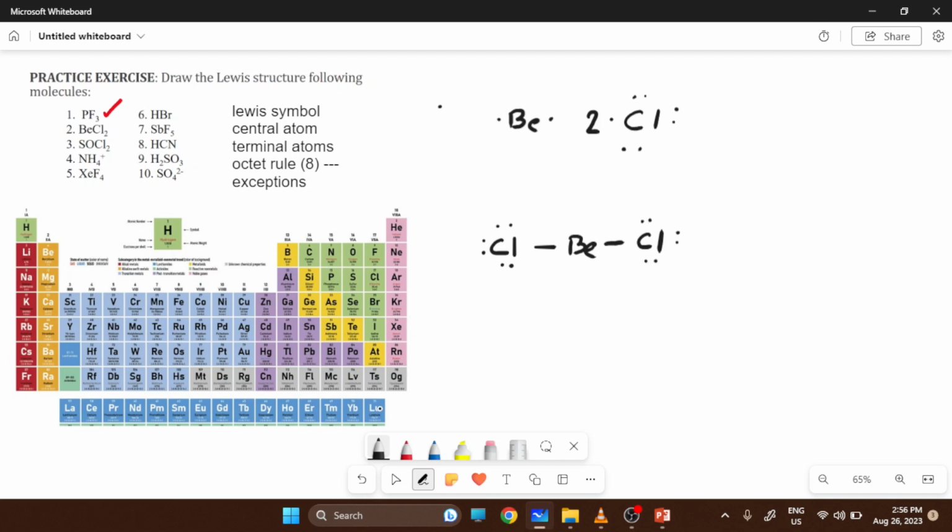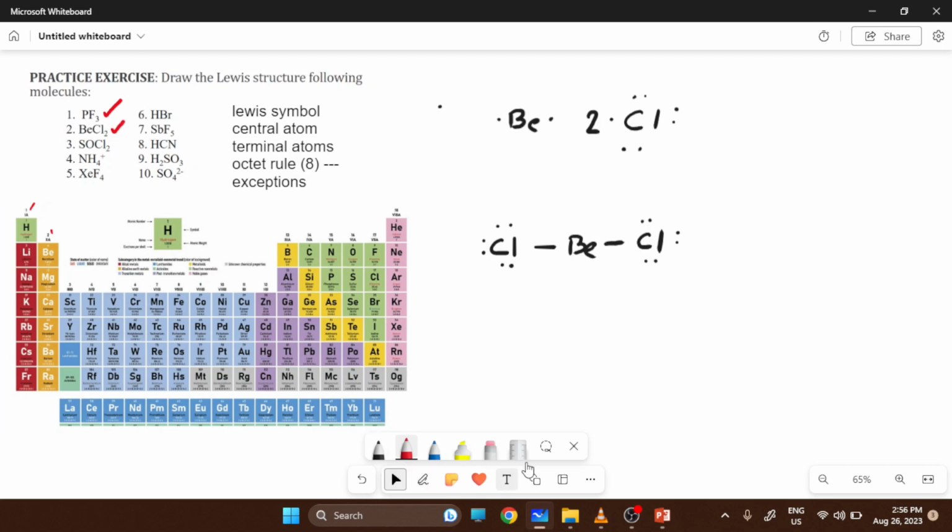As you can see here, beryllium does not obey the octet rule because, as I discussed in part 1 of my lecture video, there are exceptions to the octet rule, such as the odd number of electrons, the less than octet, and the more than octet. And if we notice, beryllium is in group 2, so it is impossible for it to form an octet from its valence electrons. So that's the Lewis structure for beryllium chloride.